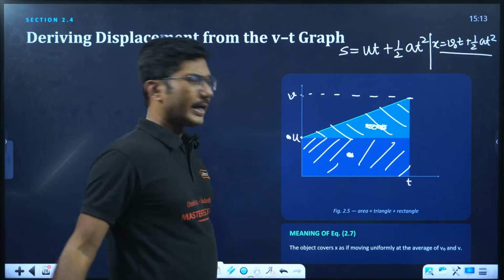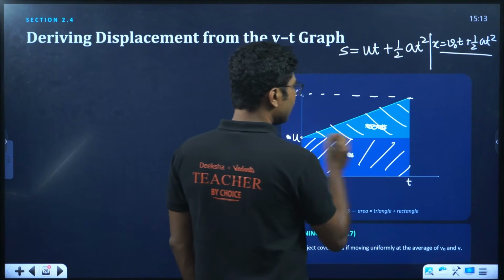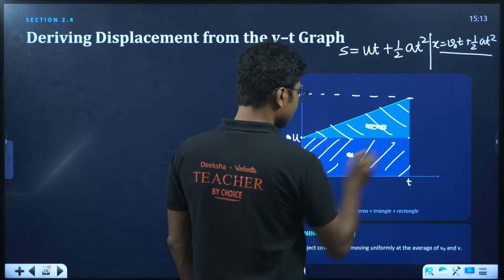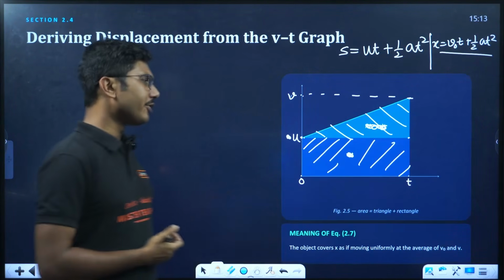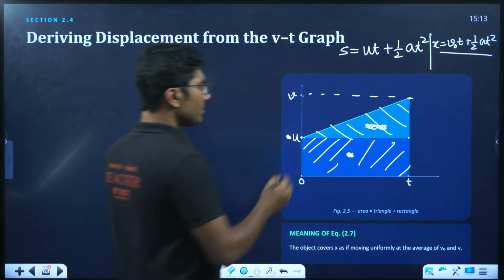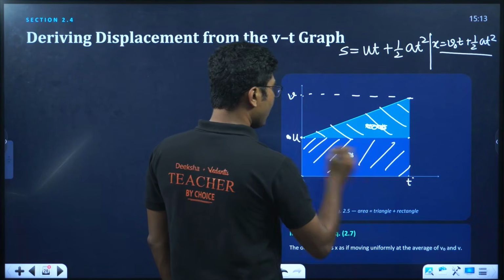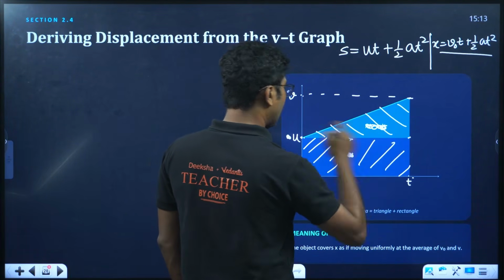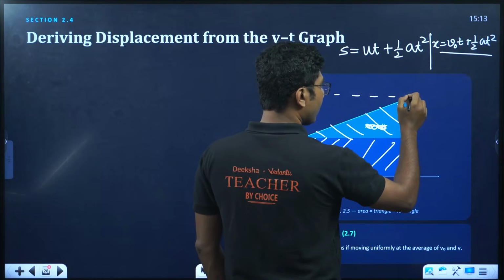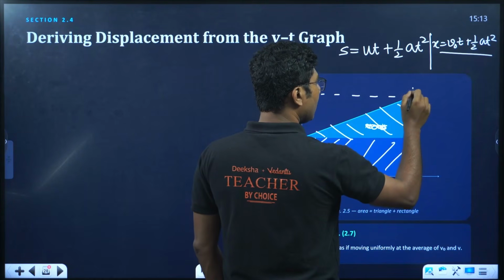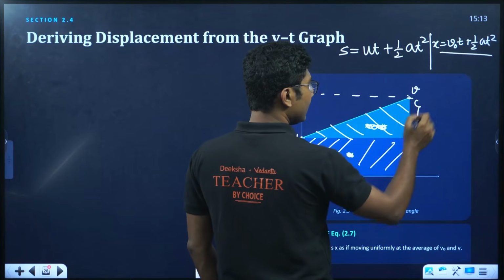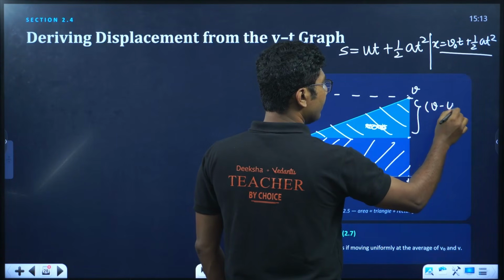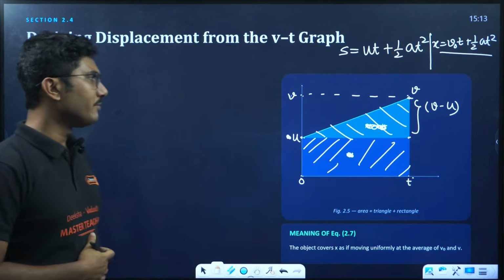So how to do that? If you see this distance, this was t equal to 0. This is t equal to t. Origin everything is 0. So this is 0 to t. This is u to v. What is this height? This height is v minus u.